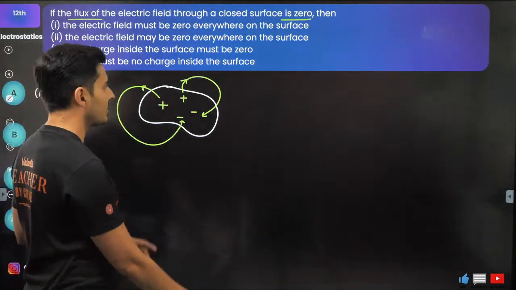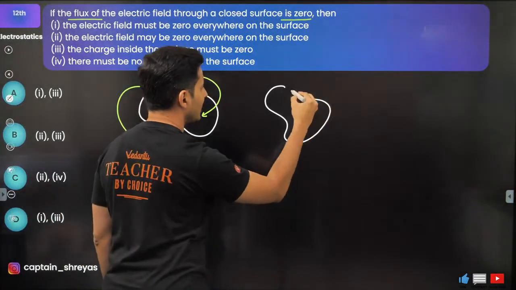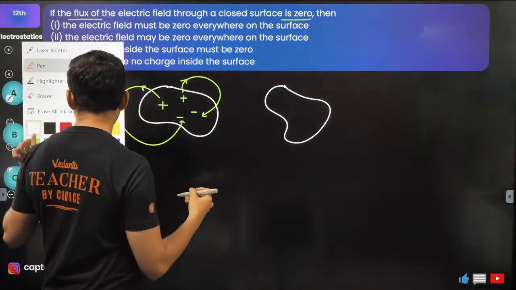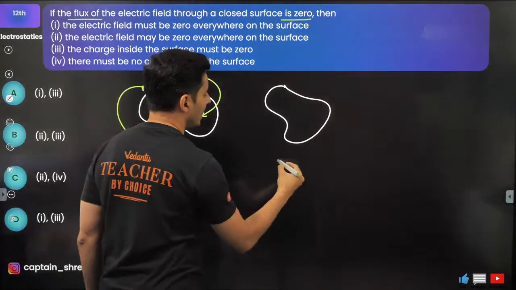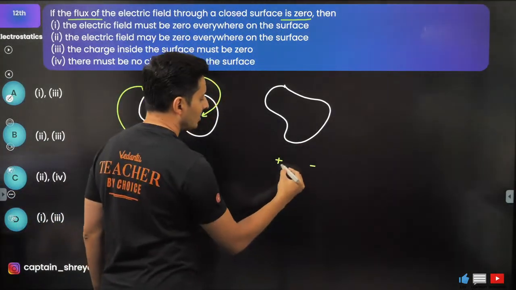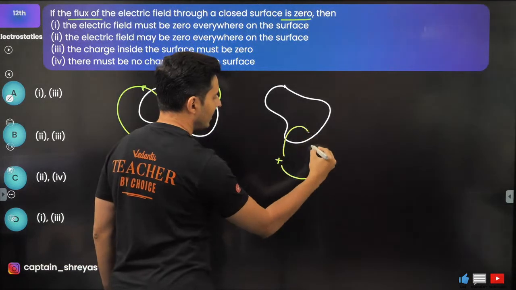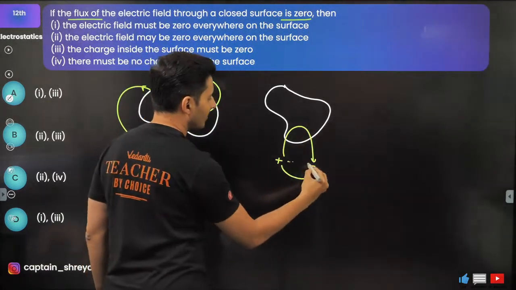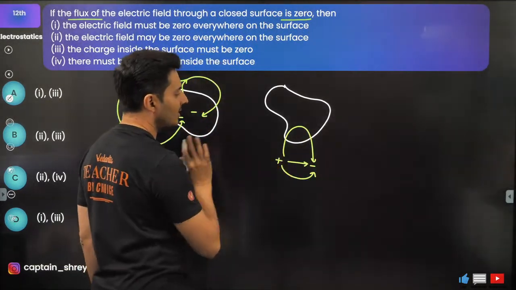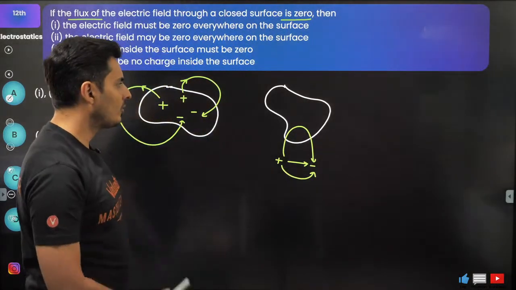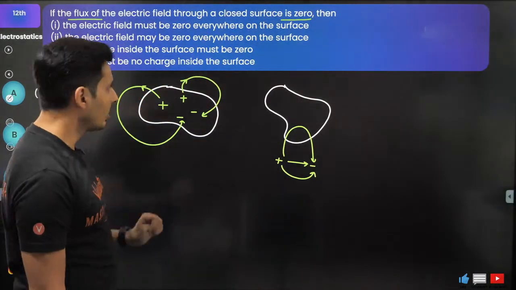Another possibility is I have a Gaussian surface and I have some charges, but these charges are just outside. So it doesn't really matter. Whatever flux goes in comes out, or like this. So the charges are basically outside. Then also flux is 0. Yep, this is one more possibility.